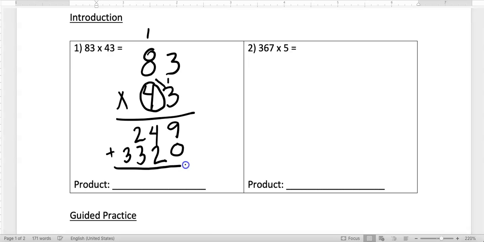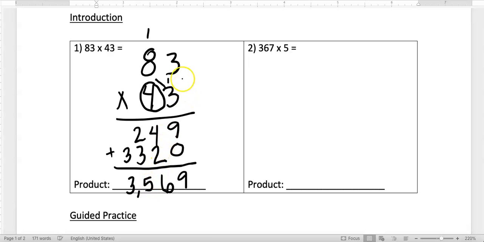Don't forget you're going to add these 2 numbers to find your product. So I'm adding 249 plus 3,320. 9 plus 0 gives me 9. 4 plus 2 is going to give me 6. 2 plus 3 is going to give me 5. And then I'm going to bring down that 3, not forgetting my comma. It separates my hundreds and my thousands.